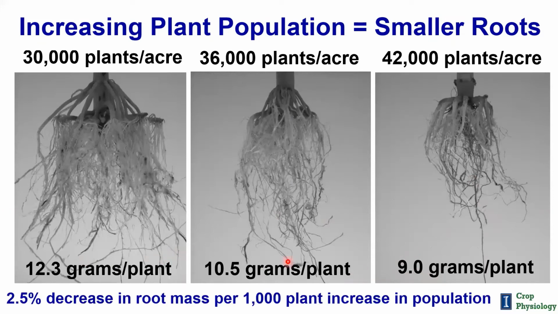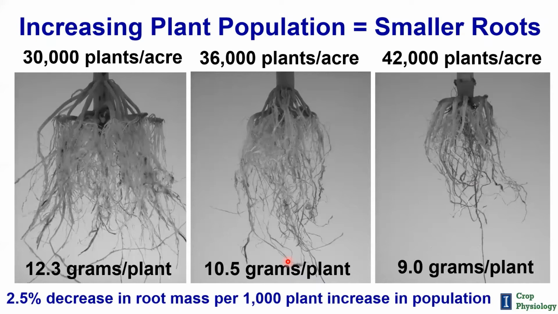That's about a 2.5% decrease in root mass per 1,000 plant increase in population. And we see this 2.5% decrease regardless of the parameter that we're measuring. We see that in surface area, density, volume, everything. So as you can imagine, as you bump up populations, you're drastically decreasing each plant's individual root system, which limits its ability to search out and find limiting resources like water and nutrients.